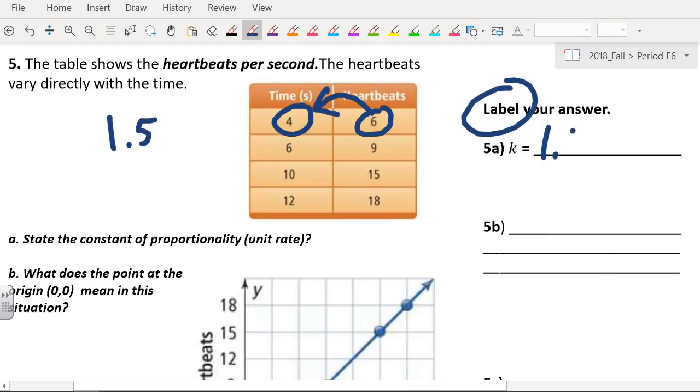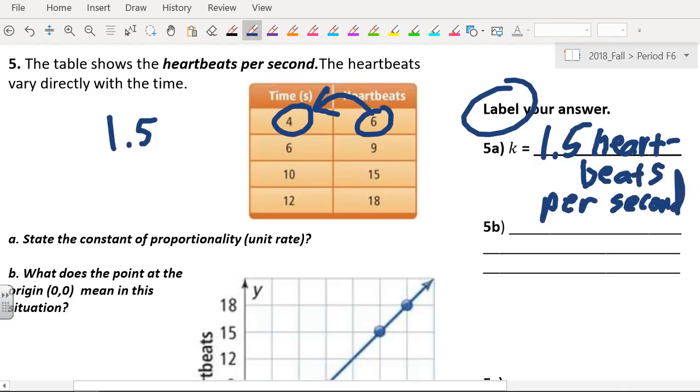So what does it mean? It means 1.5 heart beats. No, second. It says seconds. So heart beats per second. And participating well.